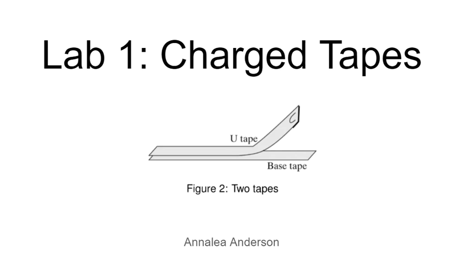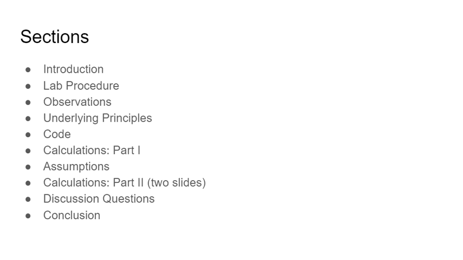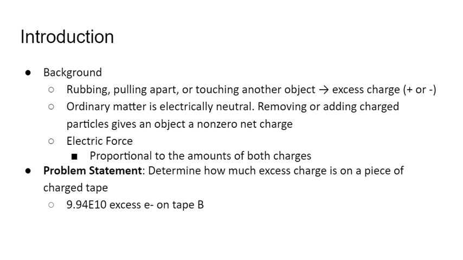So this is my lab report for Lab 1 on charged tapes. And these are the sections that are included in my lab report. It is important to note that rubbing, pulling apart, or touching another object can cause an object to have an excess charge, which can be either positive or negative. Also, ordinary matter is electrically neutral, but removing or adding charged particles gives an object a non-zero net charge.